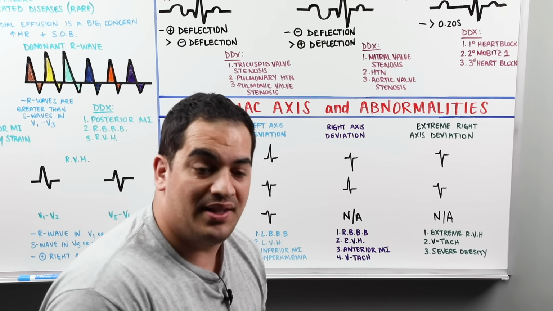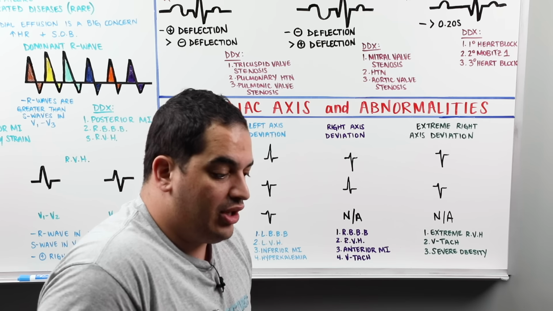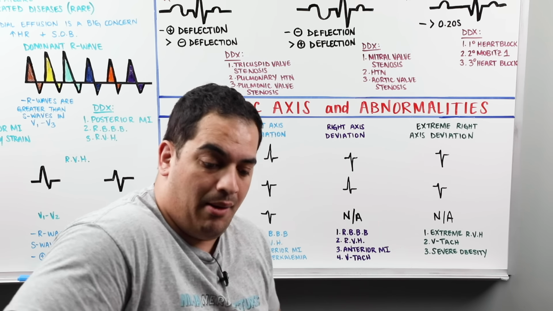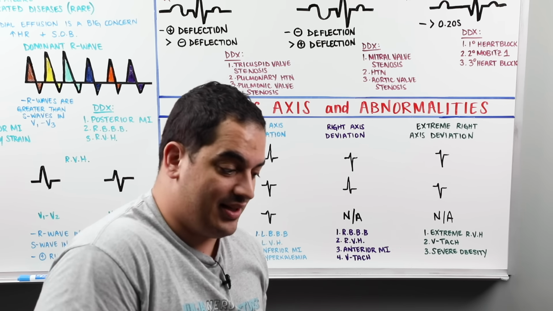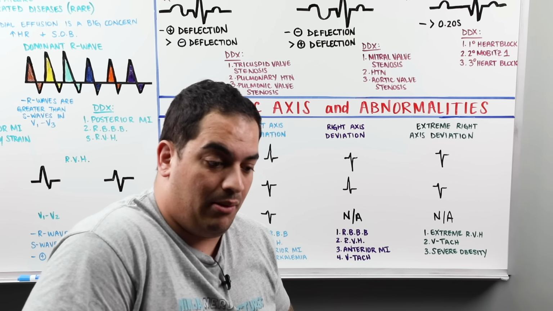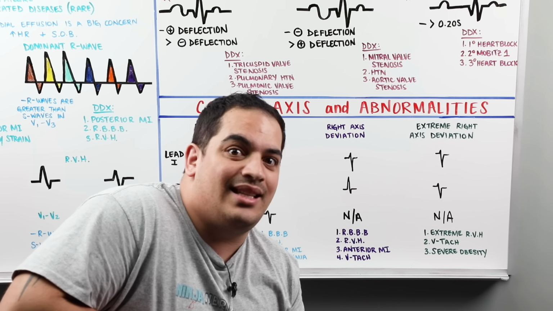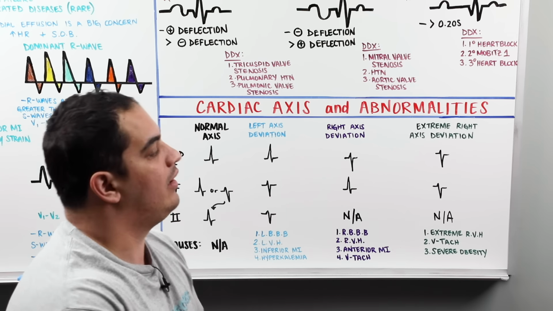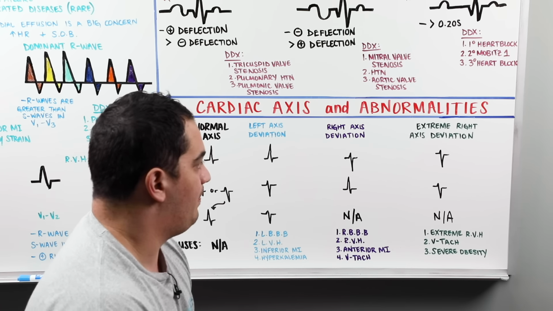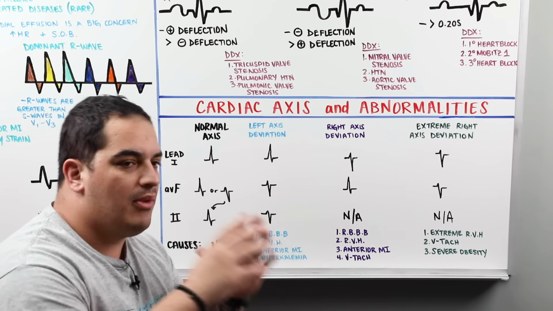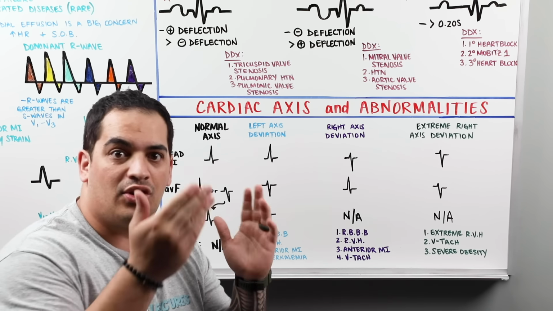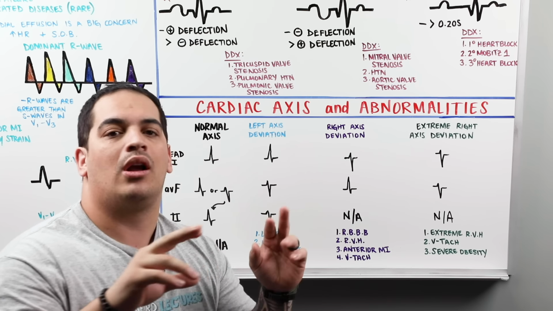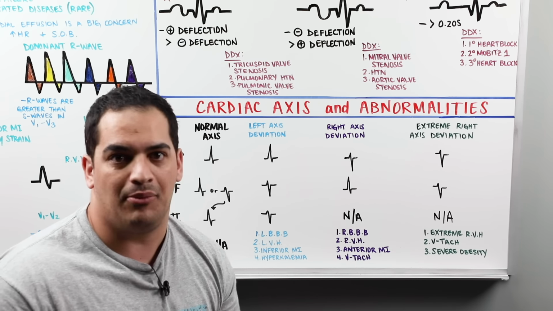Or severe obesity. If someone's really, really obese, it actually can push the diaphragm up and push the heart, maybe the apex, instead of it being towards the left, maybe a little bit midline, maybe even a teensy bit to the right, which affects that mean QRS vector, causing that extreme right axis deviation. So I think this gives you the bare minimum, the big things that you need to know to be able to determine what the cardiac axis is and what could be the potential causes of these abnormalities.